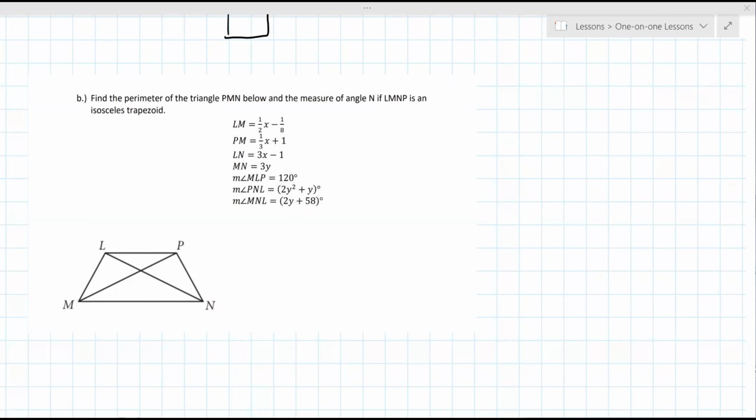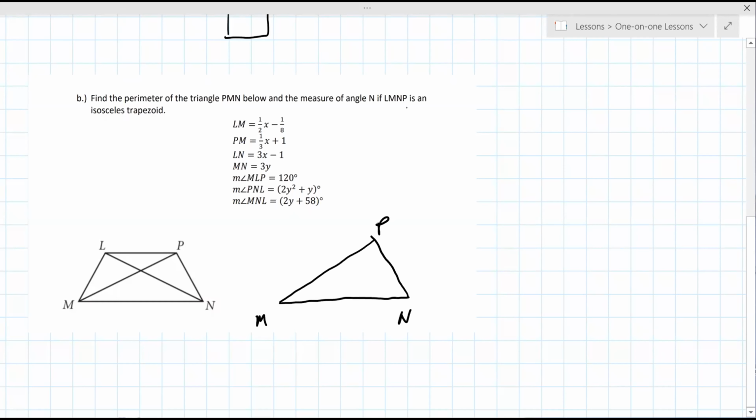This is nice that they've actually drawn the figure for you. That's sometimes not the case. It's a find the perimeter of the triangle PMN. So I'm going to actually just separate it out. That's a technique that's usually pretty useful to do. PMN. I don't know if it's actually helpful in this one, but we'll see if it is.